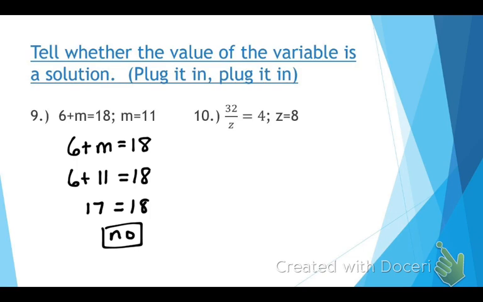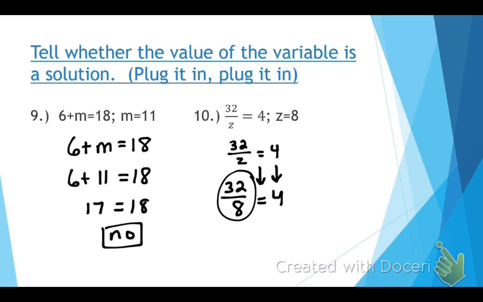Help me out, Hope. We're going to start off with the original variable expression, 32 over z equals 4. Plug it in, plug it in. So what should my next part say? 32 equals 4. Once again, all you're doing is bringing down the equal sign and bringing down that 4. Now we're working it, so let's go ahead and work this part.